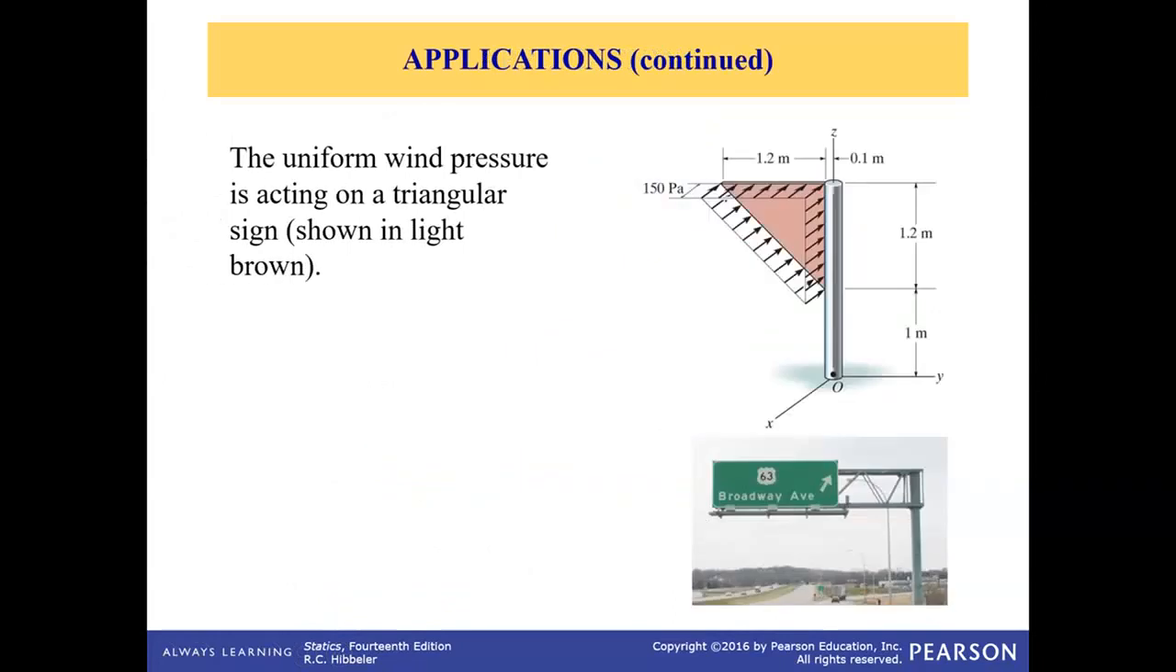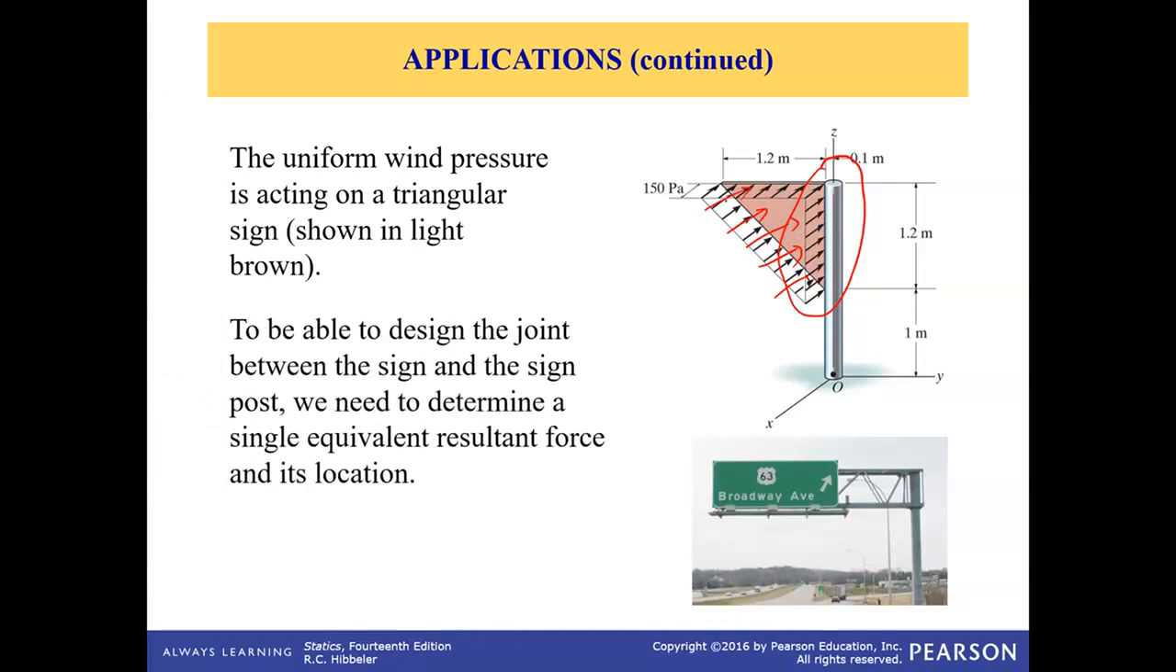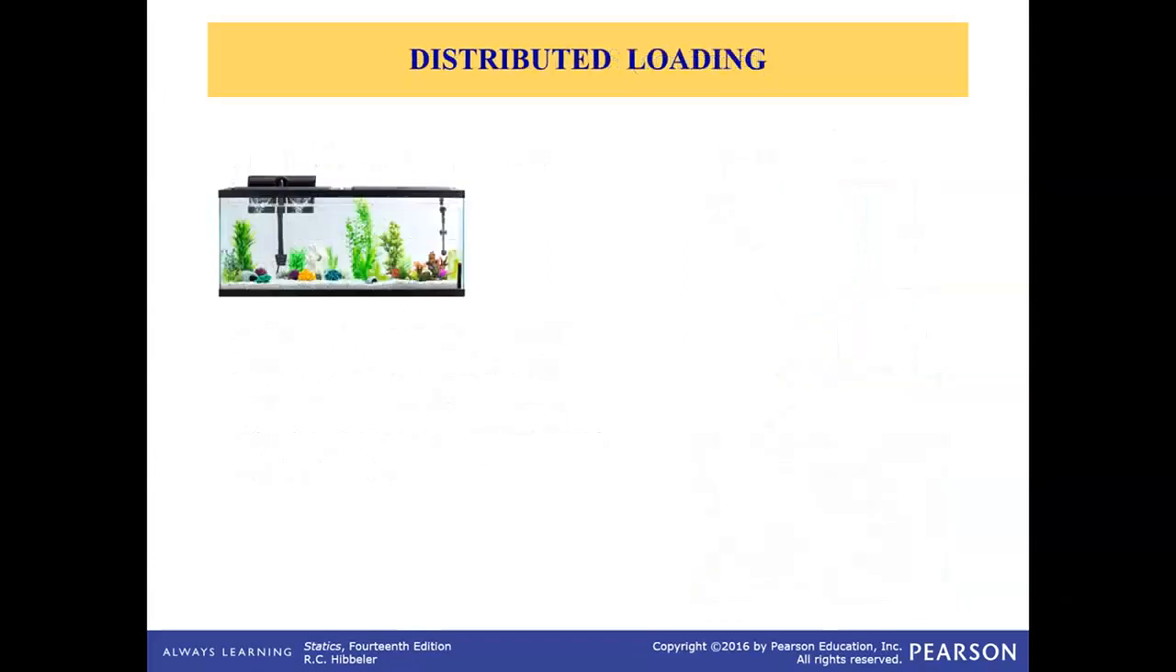Another application is wind applying pressure on this triangular signboard. That wind is applied over an area. Now, when we design the signboard, or design the strength of this vertical column here, we would like to know the equivalent point load of this distribution. To be able to design the joint between the sign and the signpost, we need to determine the single equivalent resultant force and its location.